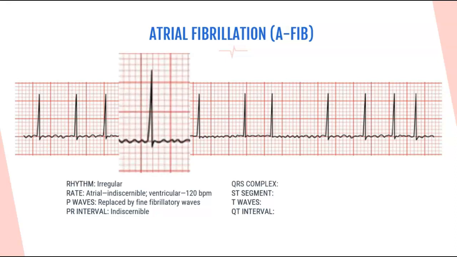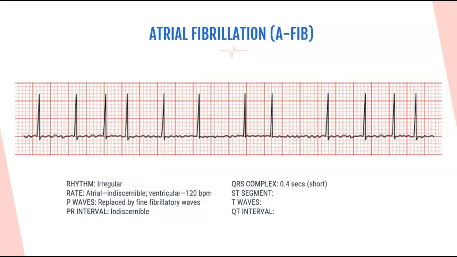Our QRS complex is about 1 square, which is 0.4 seconds, which is short for our QRS complex. Our ST segment comes back down to the isoelectric line. Our T waves are also indiscernible. The T waves are replaced by those fine fibrillatory waves. They're lost in there. And our QT interval is also going to be indiscernible because we can't find our T waves. Interpretation of this strip is going to be atrial fibrillation.